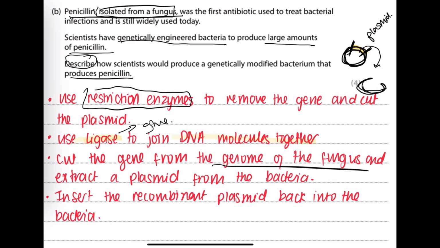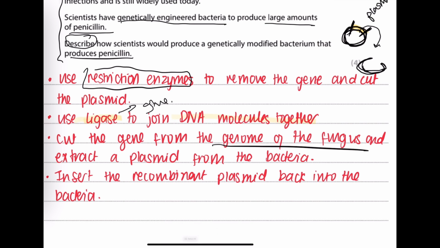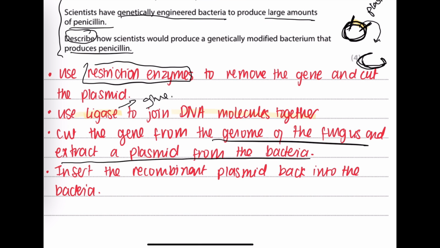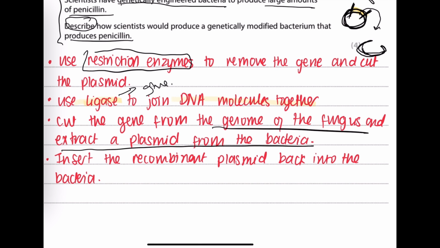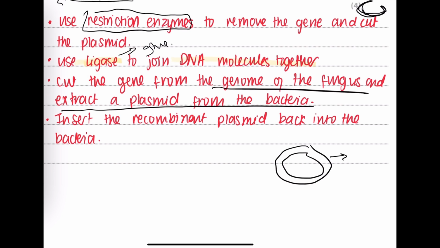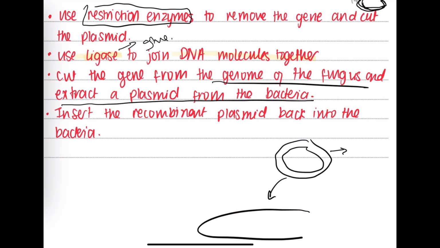Make sure that you always relate back to what the scenario gives you. That's how you get the marks. And extract a plasmid from the bacteria. So then what we do is that once we get the plasmid that we want with all the correct DNA, we put it back into a bacteria.